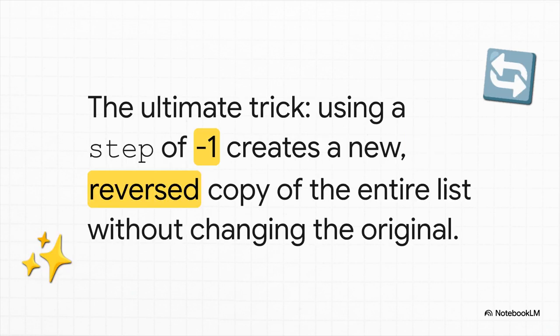Super handy. Now, for a classic, super clever Python trick. If you leave the start and stop blank, but you make the step a -1, you get a reversed copy of the entire list. It's this beautiful one-line piece of code that everyone loves. And importantly, it gives you a new, reversed list without messing up your original.